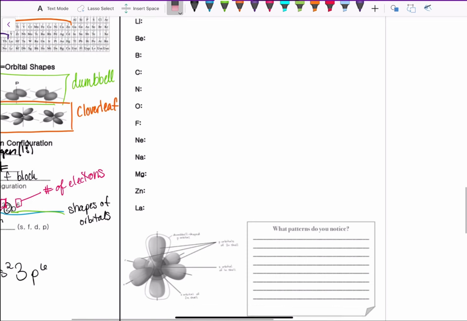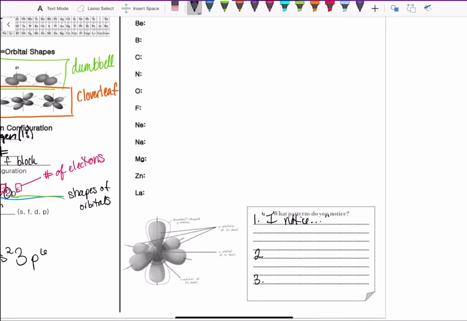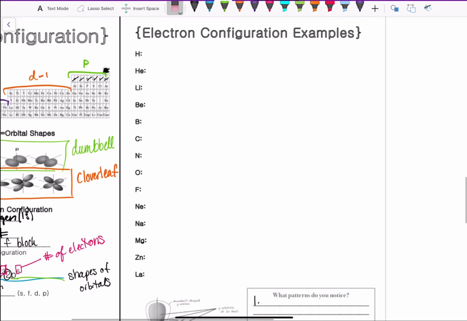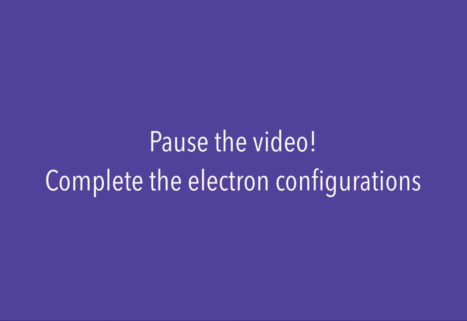And speaking of patterns, after you're done with that, jot down 3 patterns that you notice. If you would like to start with the phrase "I notice," you are welcome to do that, or if you just want to bullet point your patterns, that's fine too. Pause the video, it'll take you a few minutes. Do the electron configuration for all of those elements, and then we'll go over the answers.